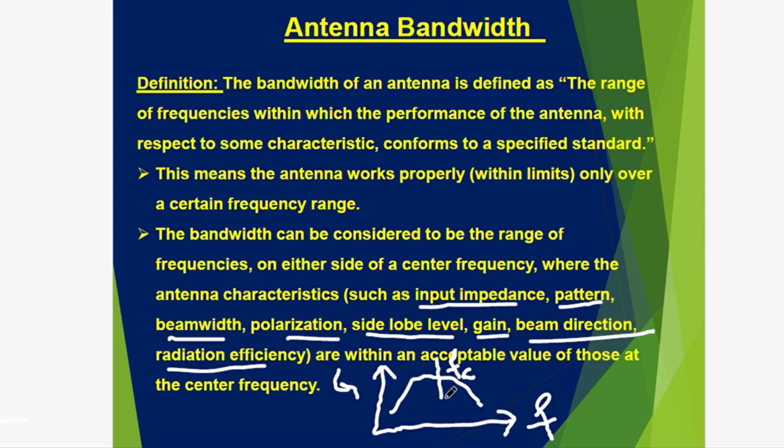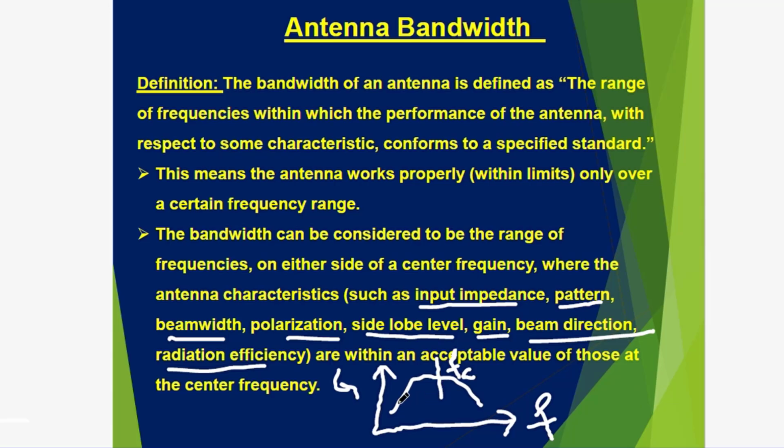The bandwidth is considered to be the range of frequencies on either side of a center frequency where the antenna characteristics, all these characteristics, are within an acceptable value of those at the center frequency. Suppose, let it be input impedance at FC. If the input impedance is, let it be, 50 ohms.